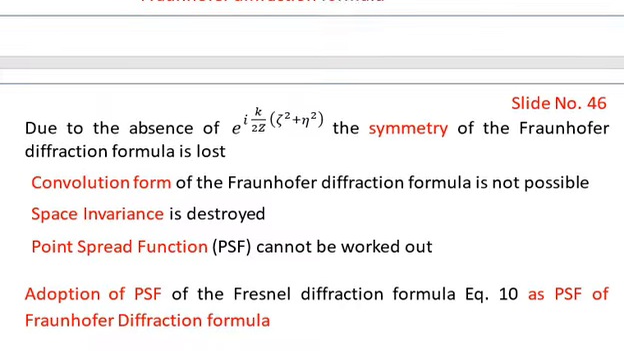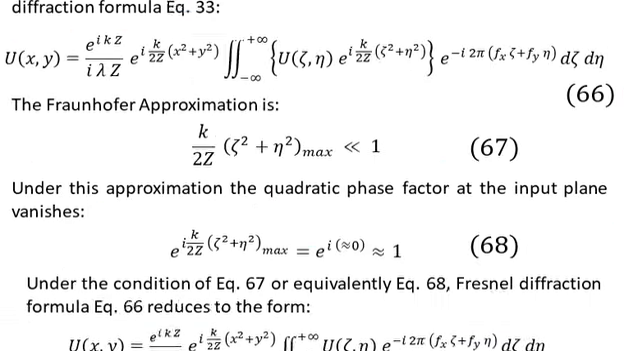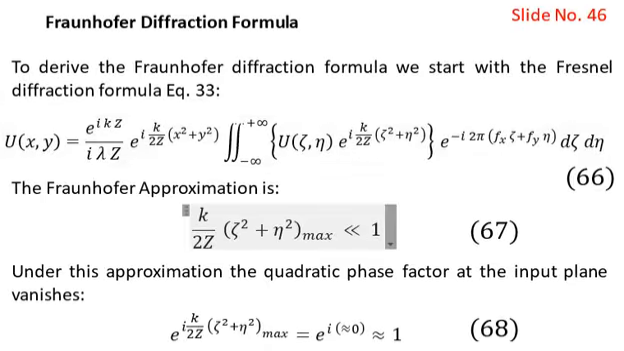Due to the absence of e to the power iota k over 2z into zeta square plus eta square, the symmetry of the Fraunhofer diffraction formula is lost. If you look at equation number 66, which is the Fresnel diffraction formula, it is very much symmetric. You have two quadratic phase factors. One is associated with the input plane, the other one is associated with the output plane.